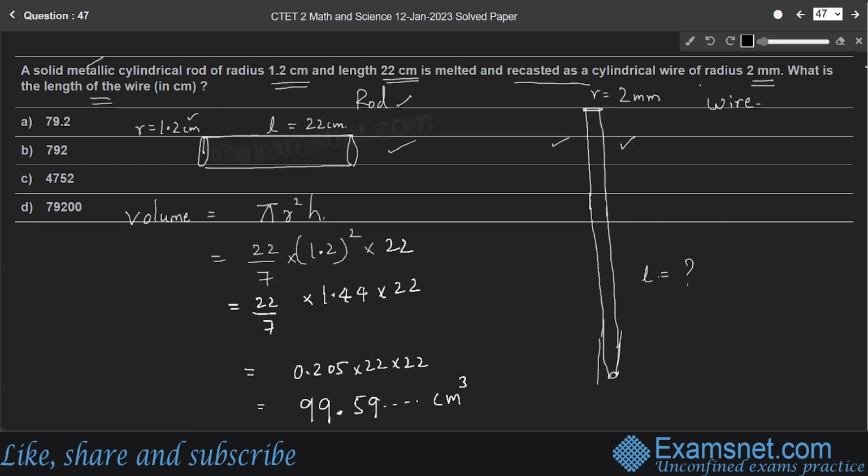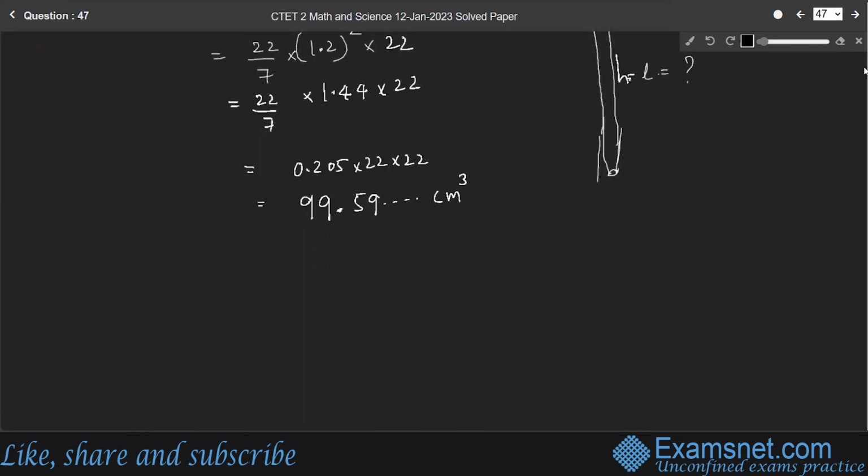So moving further, if the same cylindrical rod is melted to form a wire, right? Here volume is same, right? Volume of the wire is again 99.59 centimeter cube, right? So what is the volume here according to the formula pi r square h? Here we need to find the length of the cylindrical wire. So length is nothing but height of the cylinder when it is kept vertically, right? So length is equal to height, both are same. So to find that, again use the same formula. Volume is equal to pi r square h.